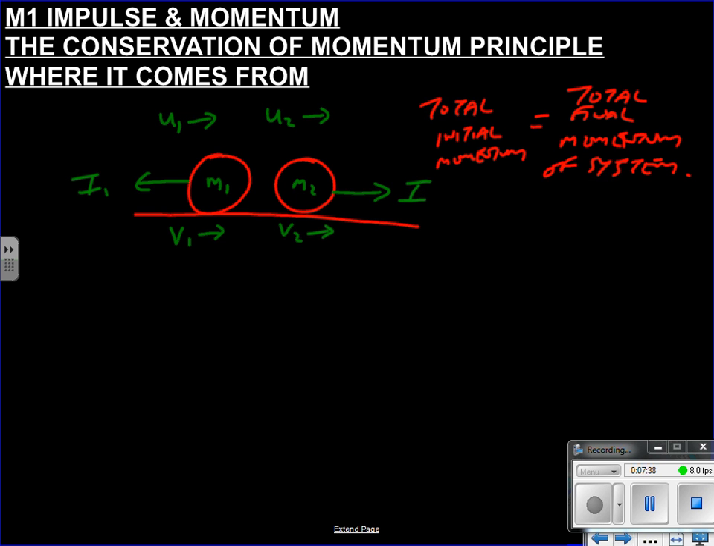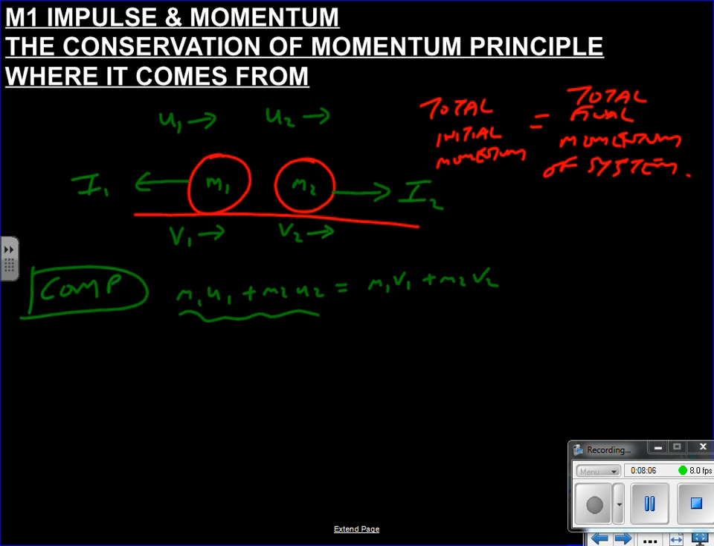So we've got impulse 1 and impulse 2, but as we know, equal and opposite reactions, I1 is going to be the same as I2. And what we're trying to get is COM, which says that m1u1 plus m2u2 is the same as m1v1 plus m2v2. So can you see? Total initial momentum equals total final momentum. That's what we're trying to get to. Where does that come from? It comes from this diagram here.